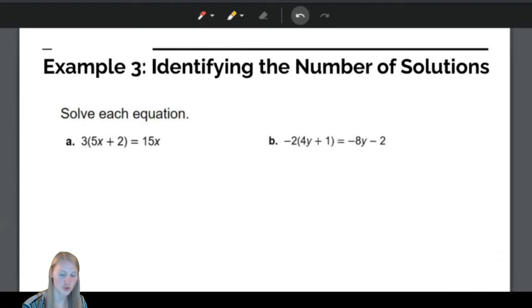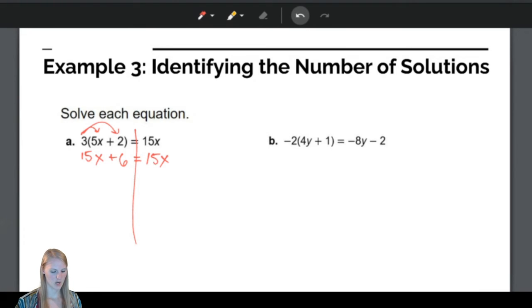So, first, always do my distribution first. So I have 3 times 5x. This is 15x. Draw my line there. And now 3 times 2, that is 6. Okay, and then I have 15x on this side. All right, so remember, I have an apple over here, I have an apple over here, I have an apple on each side of the equation. So I'm going to choose to put all of the x's over here and all the numbers over here, because this side already just has x's. It doesn't have any numbers. It doesn't have any oranges on it.